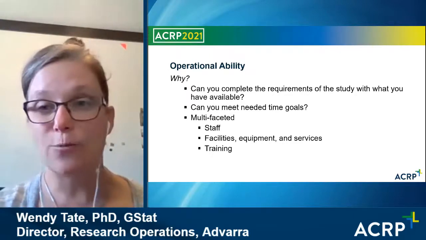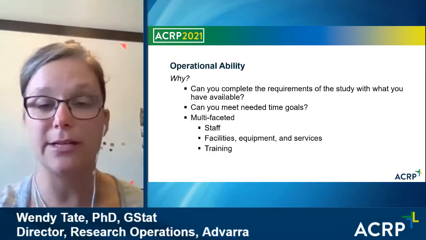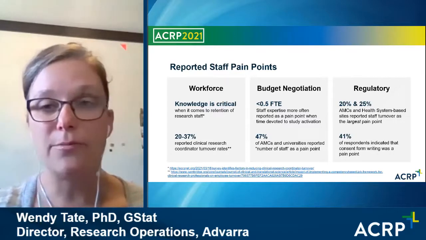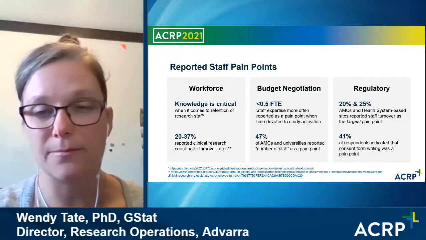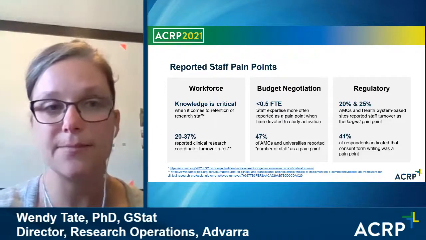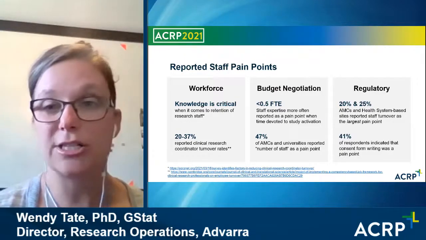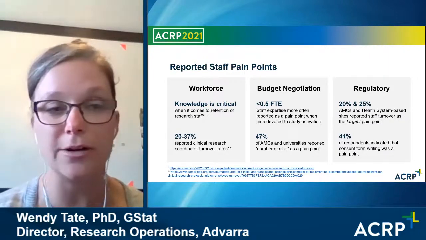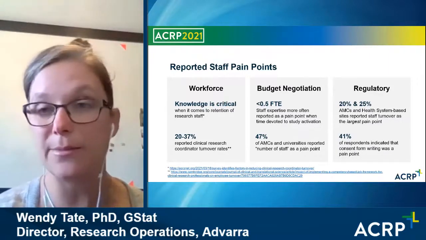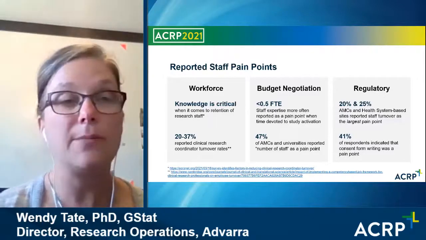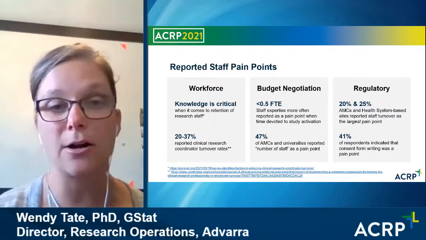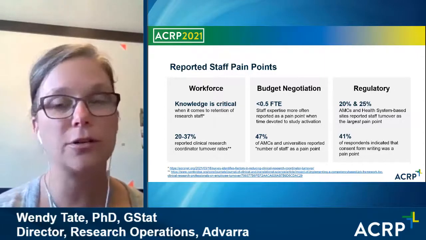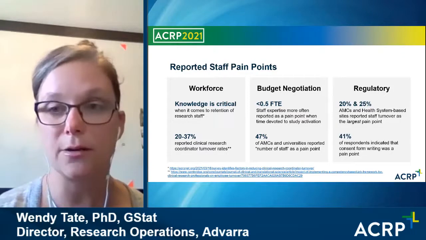So when we talk to sites, what did they tell us about the operational ability to run research? Well, really, when you talk about staff pain points, there's a lot out there with clinical research sites. Taking a look at the workforce, knowledge is critical. There's several publications, but I did reference this recent one that came earlier this year from ACRP. The link's at the bottom of the slide, which you can get in the downloads. But really, one of the things that this article highlighted was knowledge is critical if you want to retain research staff. Turnover is so high in the clinical research realm.